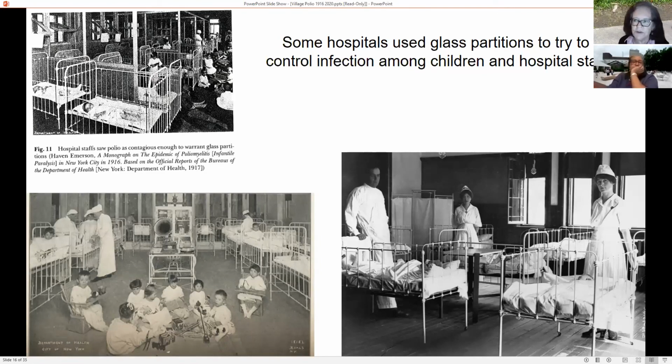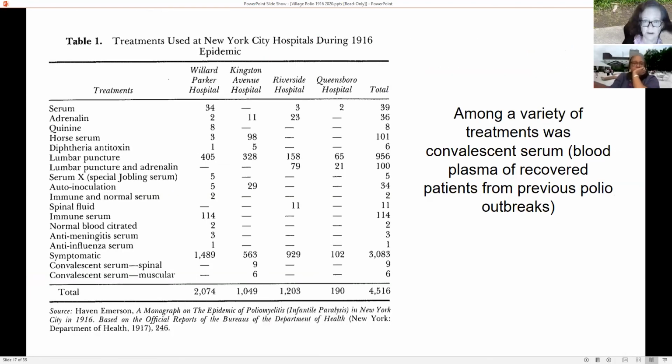It was also a very scary moment within the hospitals themselves. Some hospitals were so worried about the contagious nature of the children that they set up glass partitions between their cots and beds. Most of these children ended up being in hospitals for quite a long time, because after the immediate pain of the paralysis, they then had the paralysis to deal with.